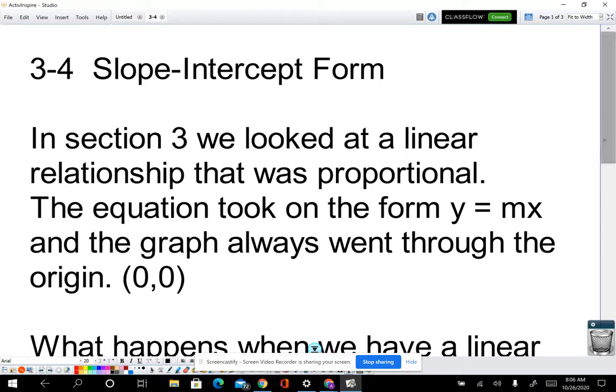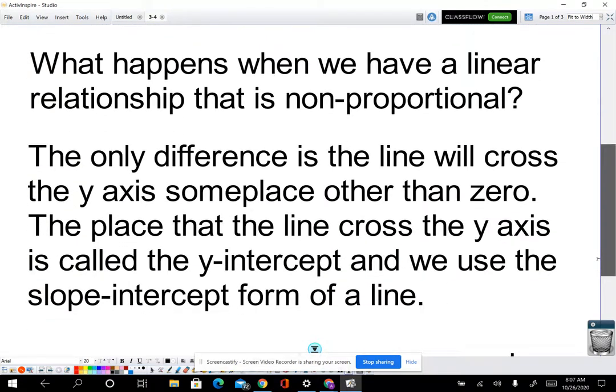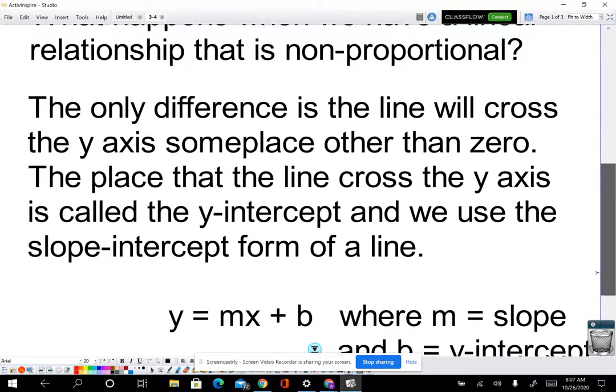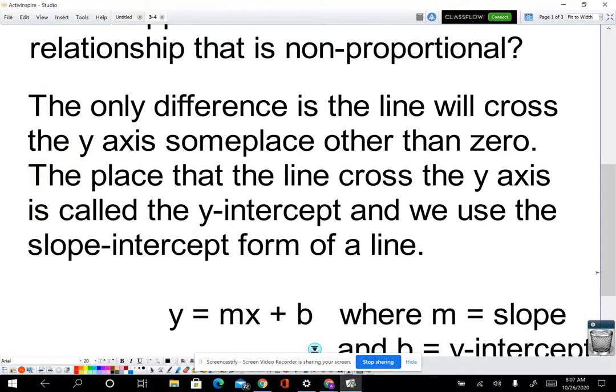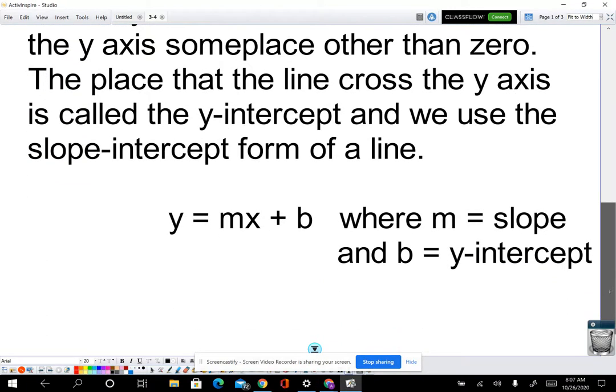What happens when we have a linear relationship that is not proportional? The only difference between a linear relationship that is proportional and one that's not is that the linear relationship crosses the y-axis someplace other than 0. And when we have this, we use the form y equals mx plus b, where we know m is the slope. That's what we were looking at in the last section. And now this time, our b, instead of being 0, we're going to place at the end. And we're going to put where it crosses the y-axis there. So let's take a look.